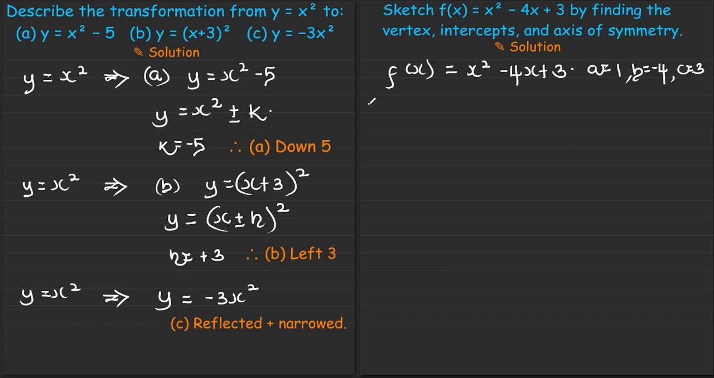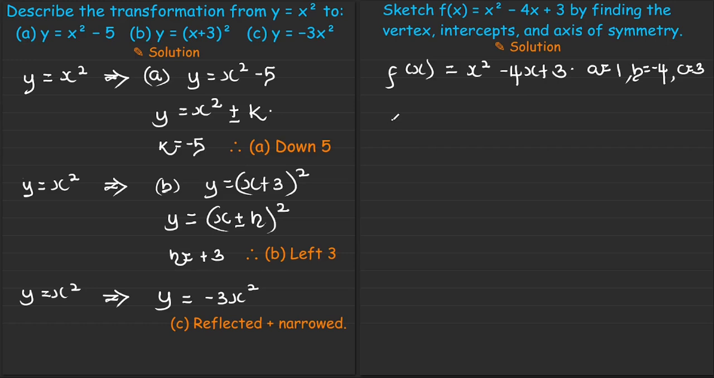So for the vertex, we know the vertex has 2 coordinates. Before we do that, we need the x coordinate, and then we can substitute to get our y. And how do we get the x? That is the same as the axis of symmetry. So let's first of all get our axis of symmetry.